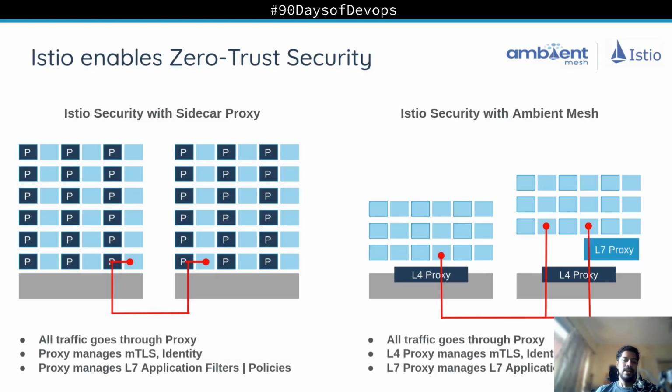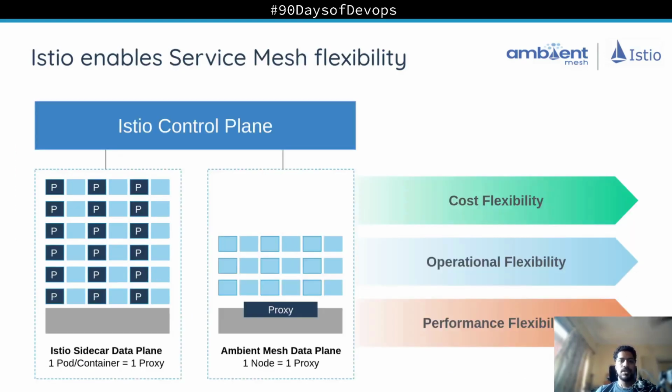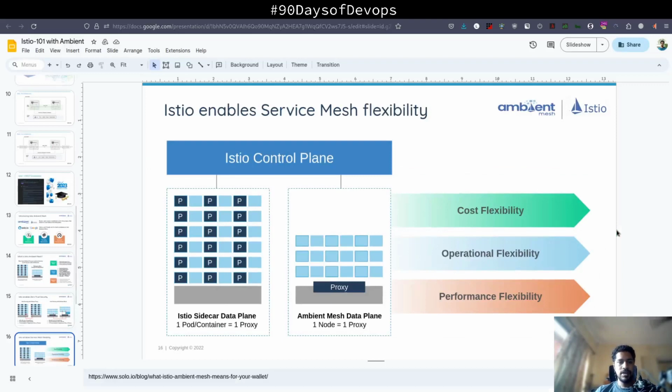But in the ambient mesh, the L4 proxy is a separate proxy called ztunnel, and the L7 proxy is a separate proxy called waypoint proxy. And the way it works is the L4 proxy manages all layer 4 and layer 3 stuff, and the L7 proxy manages the layer 7 related features. So we can also see this here.